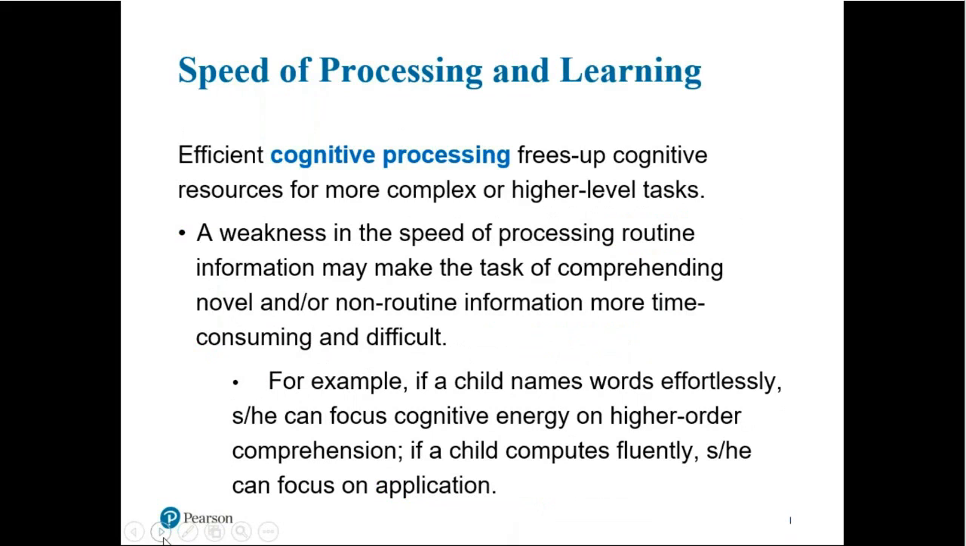For speed of information processing, we know that efficient cognitive processing frees up cognitive resources for more complex or higher level tasks. So a weakness in processing speed of, say, routine information may make the task of comprehending novel or non-routine information much more time-consuming and difficult. As an example, if a child names words pretty effortlessly, then they can focus cognitive energy on those higher order comprehension tasks. And if a child can compute fairly fluently, we know that they can focus then on the more challenging mathematical application tasks, for example.